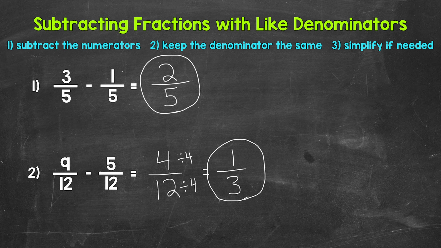So there you have it. There's how to subtract fractions with like denominators. All we need to do is subtract the numerators, and then we keep the denominator the same. That will give us our answer, and then we can look to simplify that answer if needed.